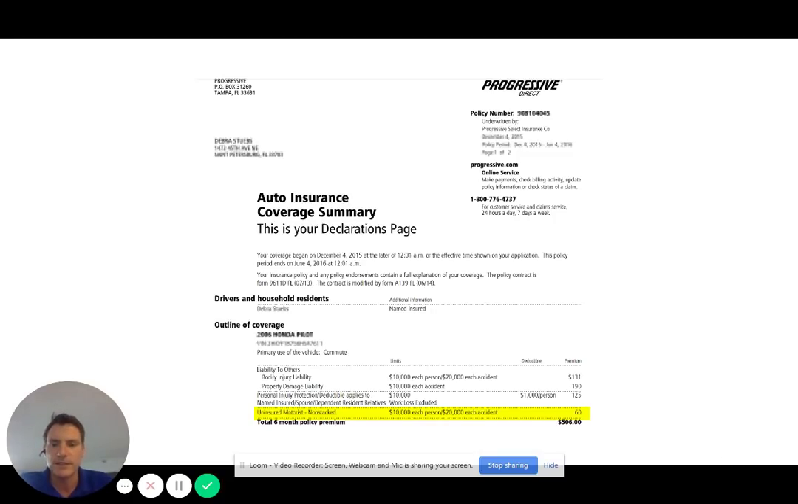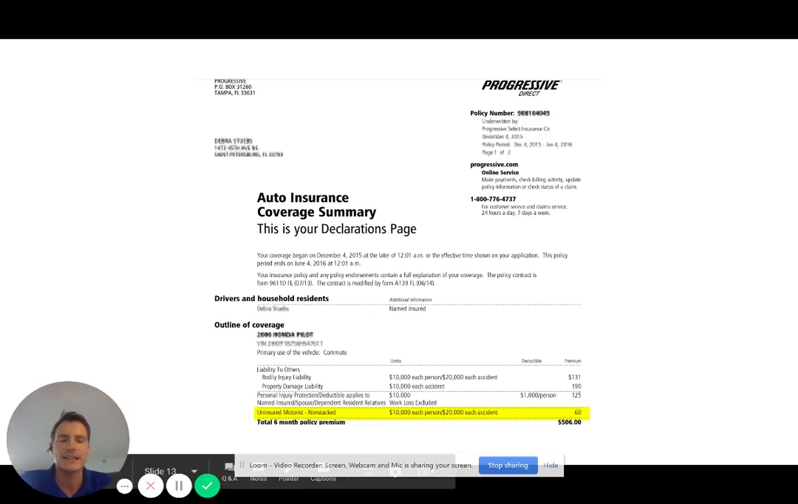This is a Progressive dec page. And for this particular person, you see that they have liability coverage, they have personal injury protection, but this particular person also has uninsured motorist non-stacked coverage in the amount of $10,000 per person, or $20,000 per accident. And what that means is, in this particular case, assuming this uninsured motorist coverage applies to our client, then there's going to be $10,000 worth of coverage for her to cover her bodily injury, pain and suffering, and that sort of loss.